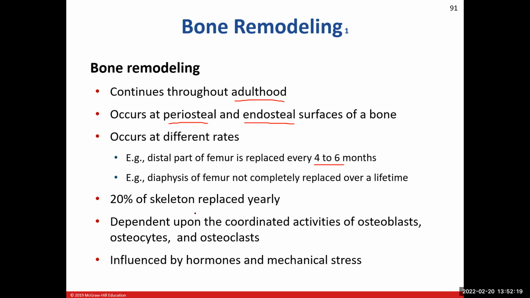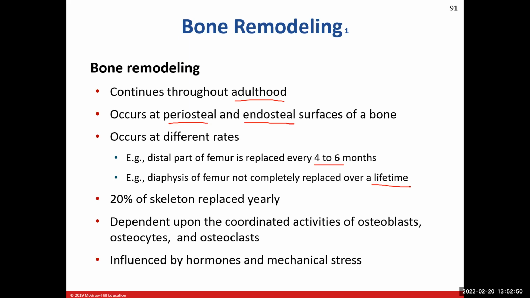Whereas the shaft of the femur, the diaphysis, might not undergo a complete bone remodeling over the course of your life. So like I said, it varies from region to region or bone to bone, and there are some factors that play a role in that. We'll talk about some of those factors here. Interesting fact: 20% of your skeleton is replaced yearly. So you do have that turnover rate, which is important.